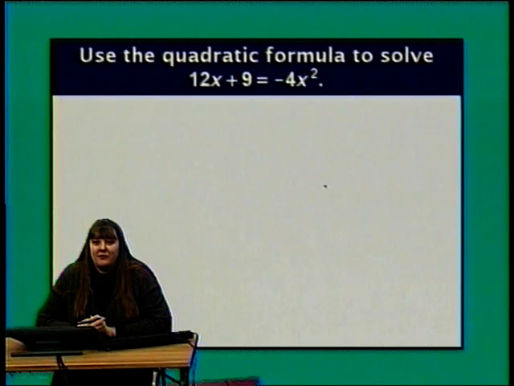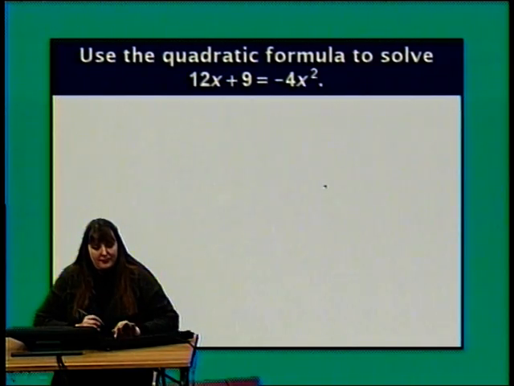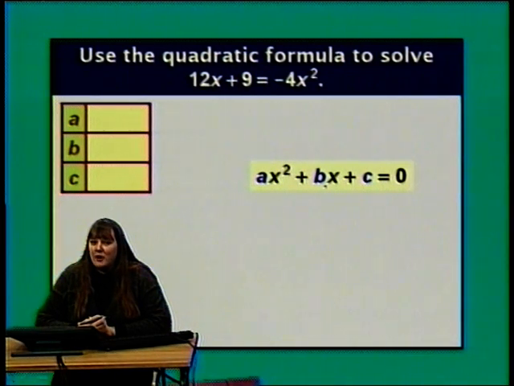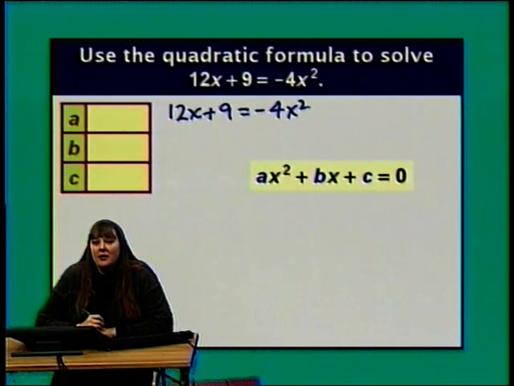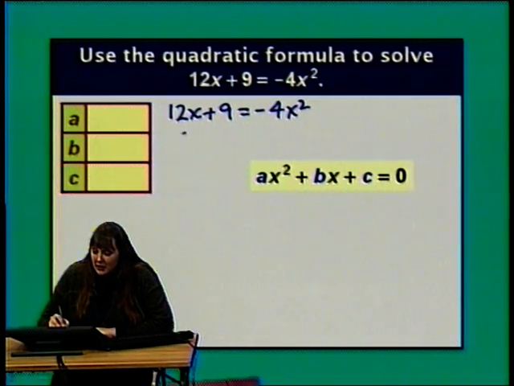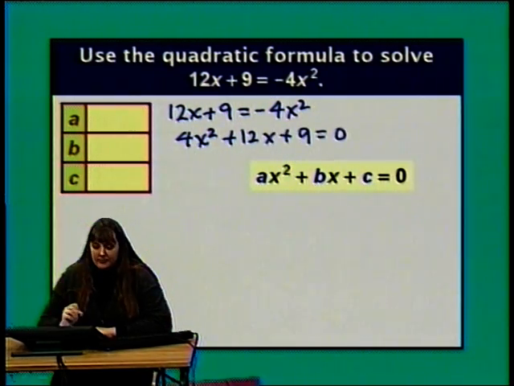Now let's use the quadratic formula to solve 12x plus 9 equals negative 4x squared. I definitely don't have a quadratic equation in the form ax squared plus bx plus c equals 0. Well, what can I do to rewrite this equation so that it is in that form? I need one side of the equation to be 0. The easiest way to do that is to add 4x squared to both sides of the equation. So 4x squared plus 12x plus 9 equals 0.